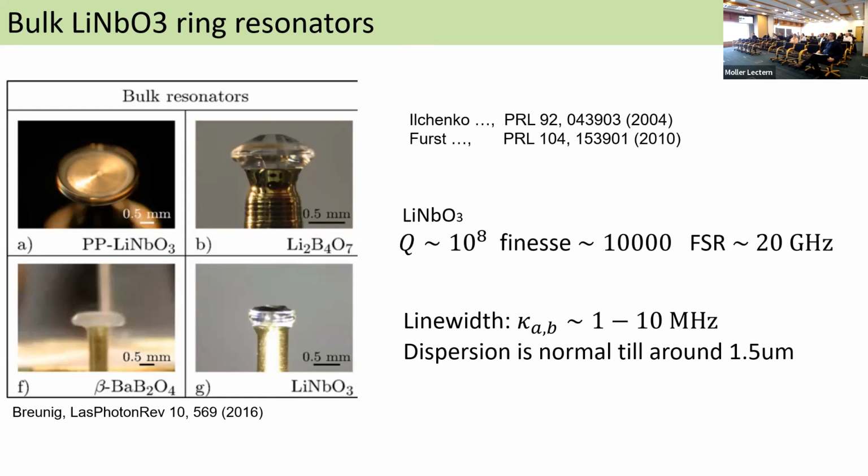And we work between the visible and 3 micron and 1.5 micron. And mostly it is normal dispersion. But because the nonlinearity is chi2, not chi3, the solitons and modulation instability are not affected. They are affected, but they are present for both normal and anomalous dispersion.